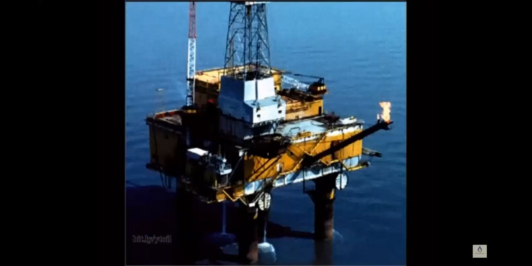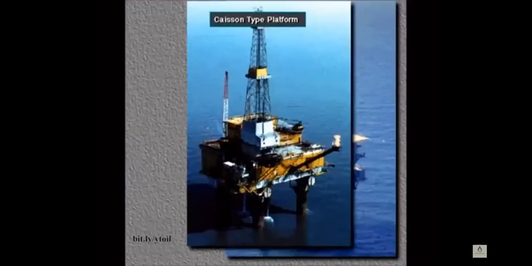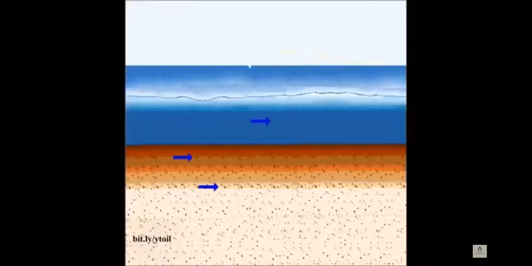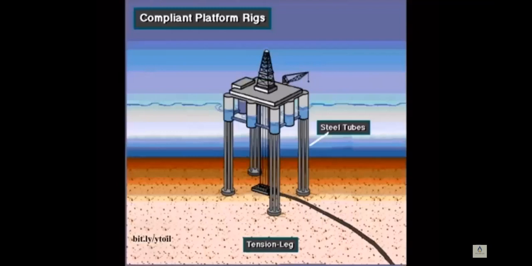Many platform rigs do not have a tender. They are so large that they are self-contained. Big platform rigs include the steel jacket platform, the caisson type, and the concrete gravity type. In deep water, rig builders have to make platforms that yield to water and wind movements. Two compliant platform rigs are the guide tower and the tension leg.